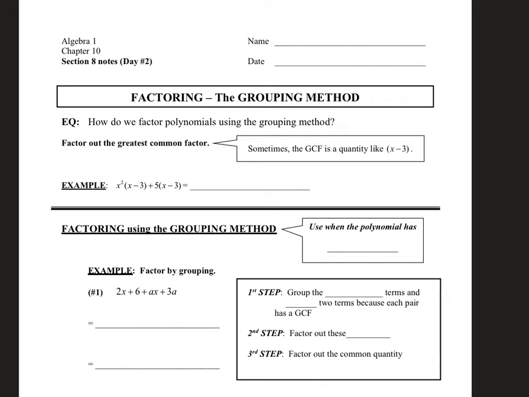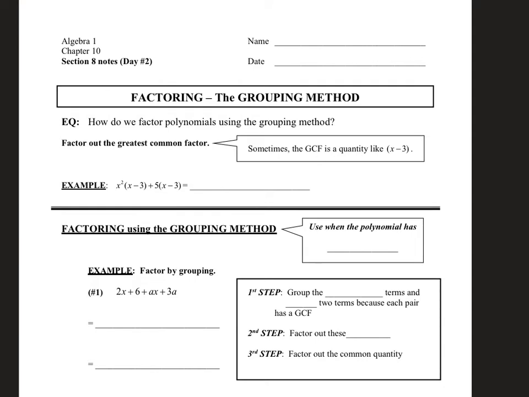We're continuing with chapter 10, sorry. It says 10.8, day 2, which is all about factoring by grouping. The essential question is, how do we factor polynomials using the grouping method? So basically, factoring by grouping is with 4 terms, a polynomial with 4 terms.